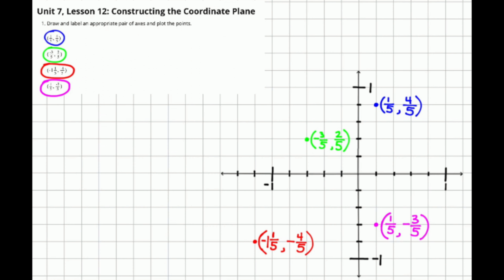For the third set of coordinates, I needed to go to the left 1 1/5. That's a total of 6/5 to the left, or 6 squares to the left. And then I went down 4/5, which is moving down 4 squares. And that's where I plotted my point for the third set of coordinates. For the fourth and last set of coordinates, I moved to the right 1/5, and then I moved down 3/5, and that's where I plotted my point for the last set of coordinates.